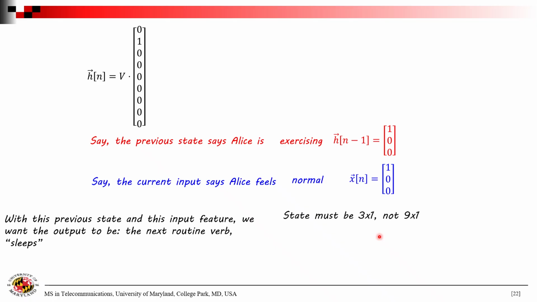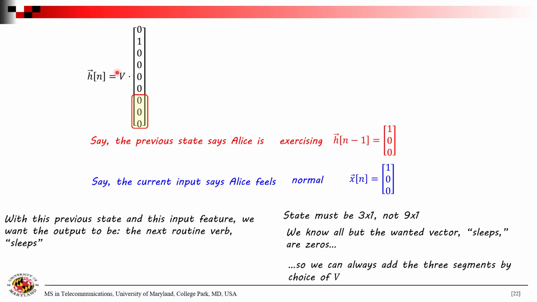But the state has to be a 3 by 1, not a 9 by 1. And we know that all the vectors are 0 except the correct one, which is sleep. So if we look at it, this vector associated with the routine, which means that today she should sleep, is correct. And all the other ones, because of the activation function, are actually 0. And because our activation function is designed to make sure that these wrong selections are always 0, then we know we can add the three segments by choice of our matrix V.